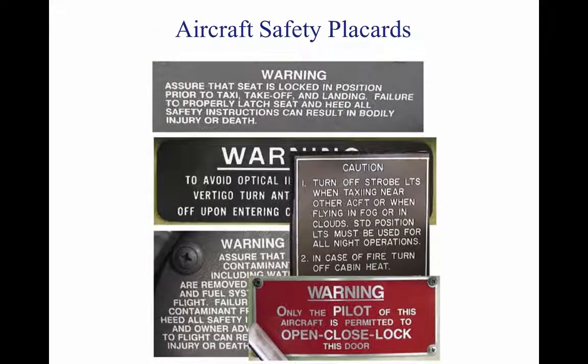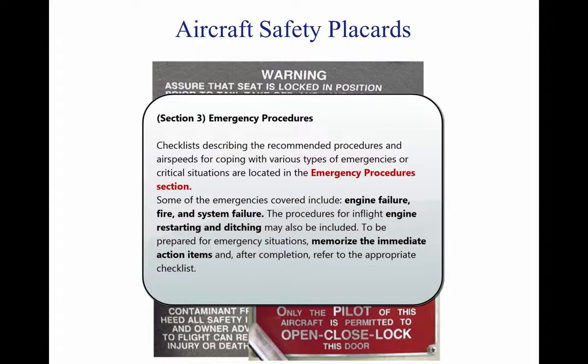Placards. Most aircraft display one or more placards that contain information having a direct bearing on the safe operation of the aircraft. These placards are located in conspicuous places and are reproduced in the Limitations section or as directed by an airworthiness directive. Section 3.